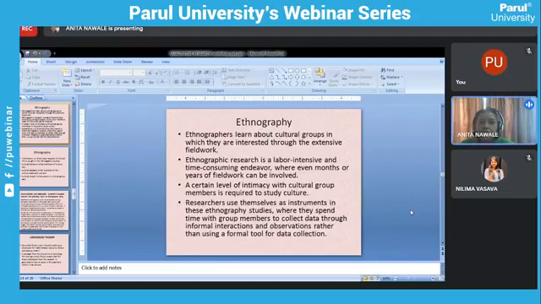So, ethnographers learn about the cultural groups in which they are interested through extensive fieldwork. That is important, extensive fieldwork. It is a labor intensive and time consuming endeavor because it takes months to years. Sometimes you need to be a very close person in that particular cultural group, so you need to have intimacy with the cultural group. You need to stay with them, you need to maintain a good rapport with them, and only then can you observe each and everything. Okay.